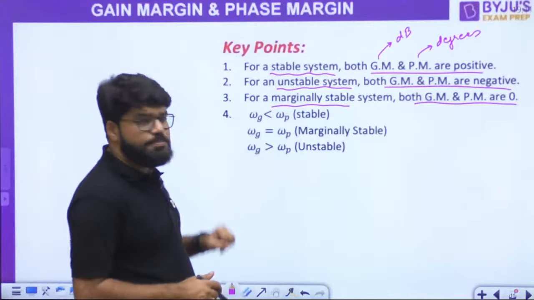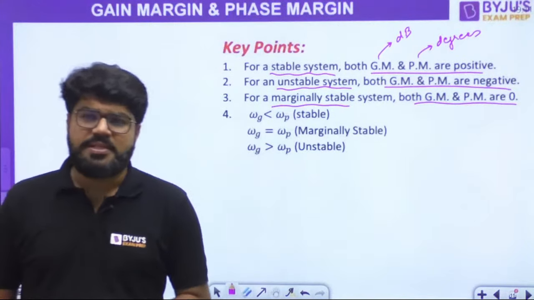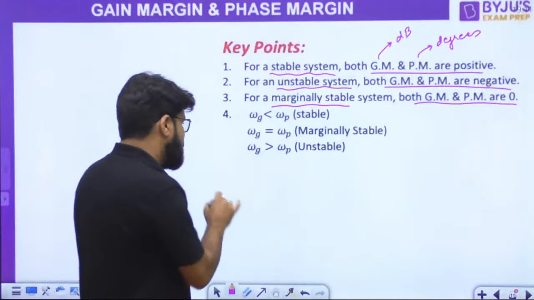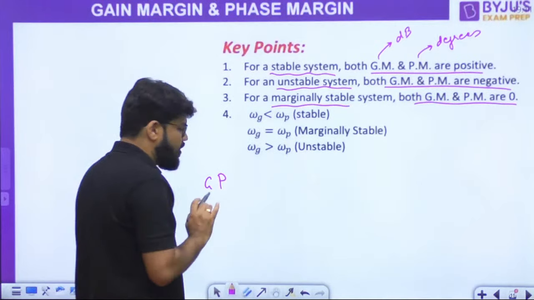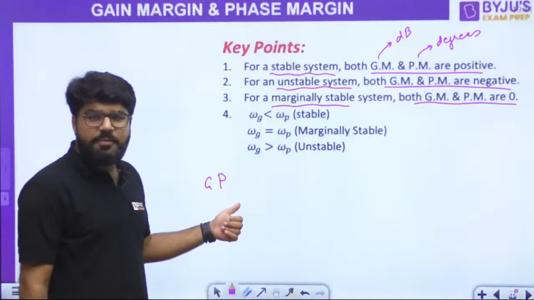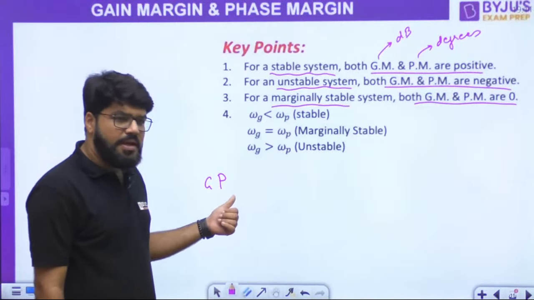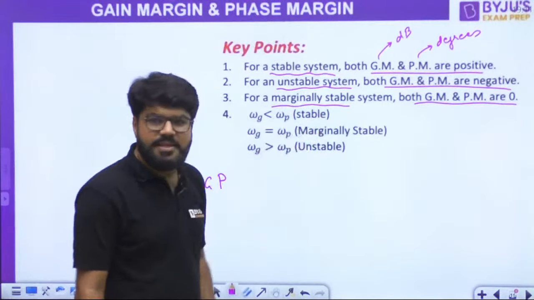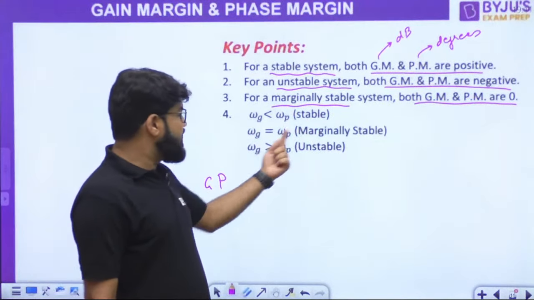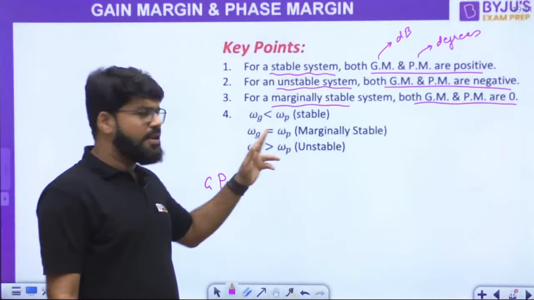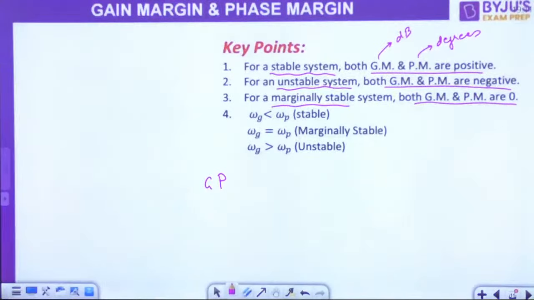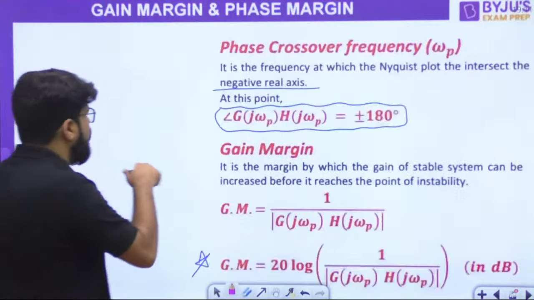Some more relations with respect to the crossover frequencies. Whenever omega g is less than omega p, try to remember like this: G and P in alphabetical order. G comes before P. So whenever they follow the alphabetical sequence, the system will be stable. Whenever omega g is greater than omega p, reverse, unstable. If they are equal, marginally stable.